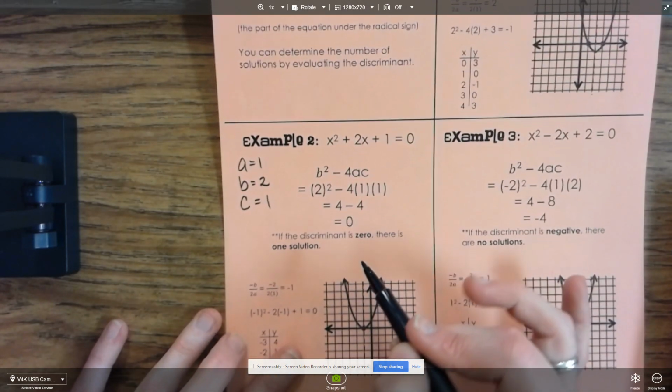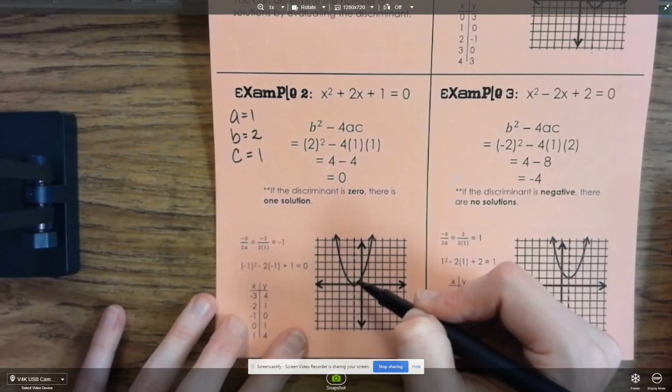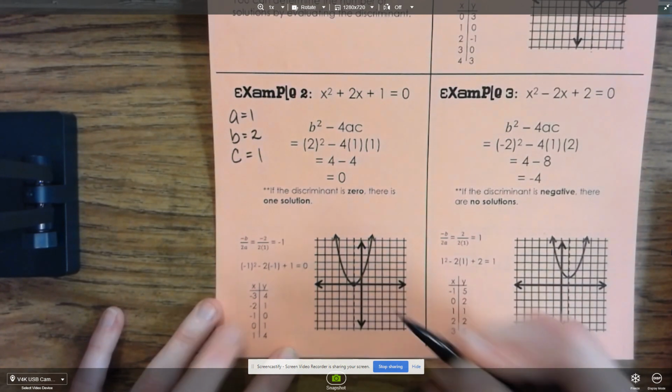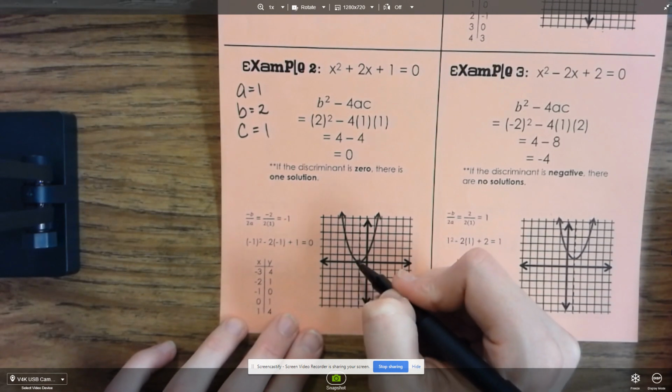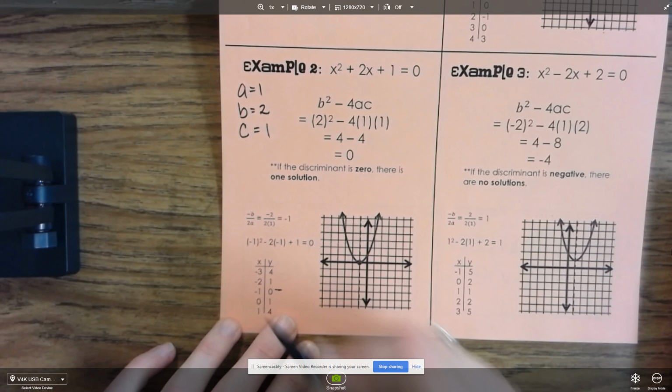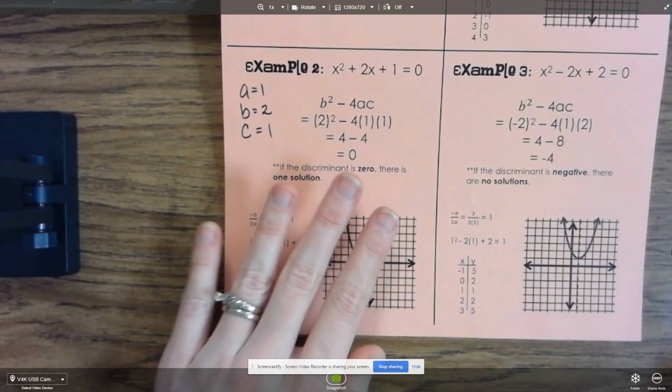So if the discriminant is 0, there's one solution. It's only going to touch the x-axis at one spot. And that spot is typically your vertex. And so again, using the table, wherever y is 0, that means the -1 is going to be my x-intercept.